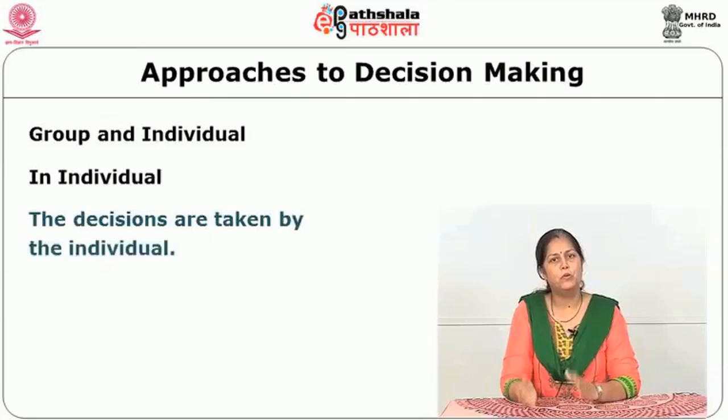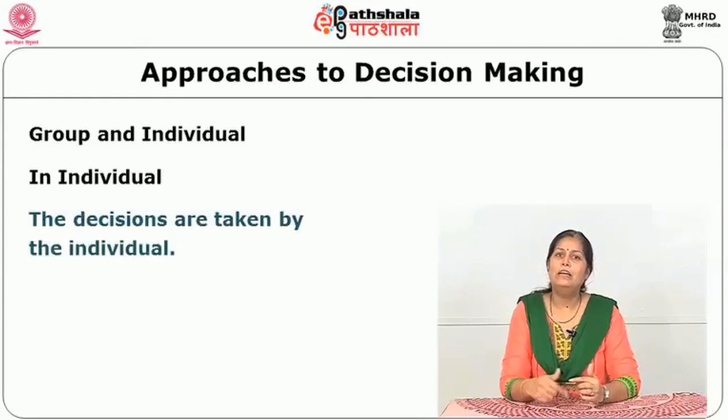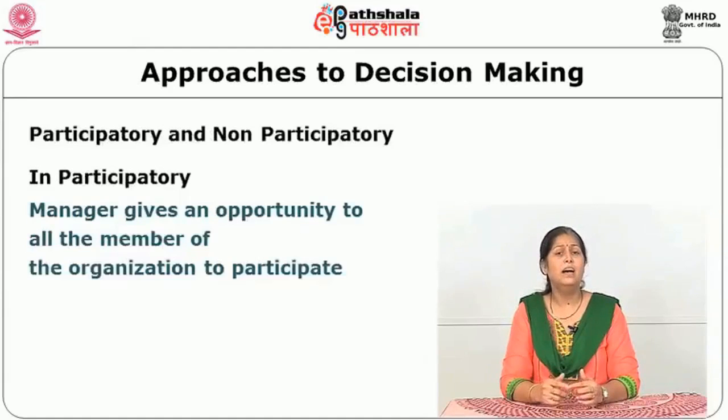Exactly opposite of group decision is an individual decision. Individual decisions are taken by the individual. Say, for example, a teacher will take a decision of how she is going to teach a particular topic. It will be wholly her decision about how to implement that particular strategy, how to teach that particular topic. So the teacher who is deciding her classroom strategy will be considered an individual decision. Another approach of decision making is the participatory and non-participatory approach.